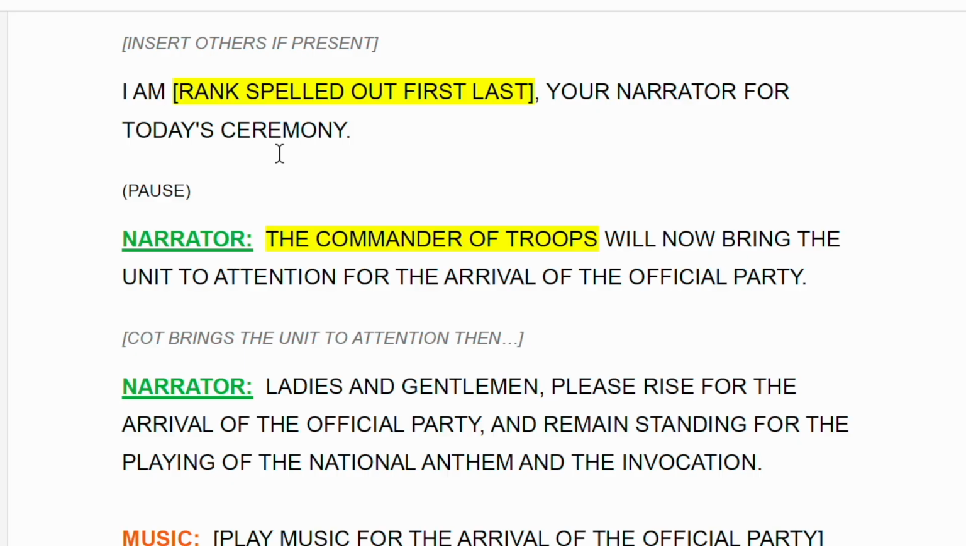I am, rank, spelled out, first name, last name. Your narrators for today's ceremony. The commander of troops will now bring the unit to attention for the arrival of the official party.